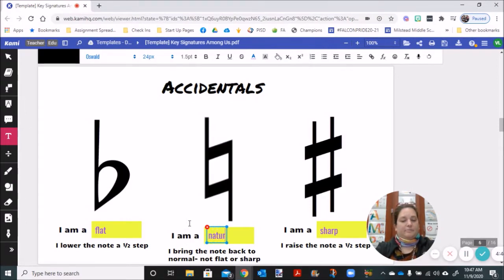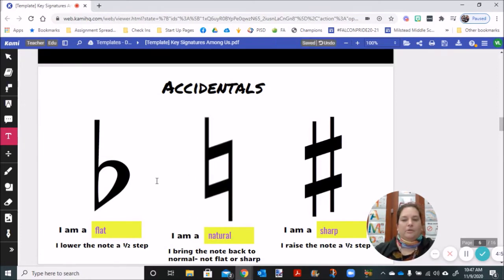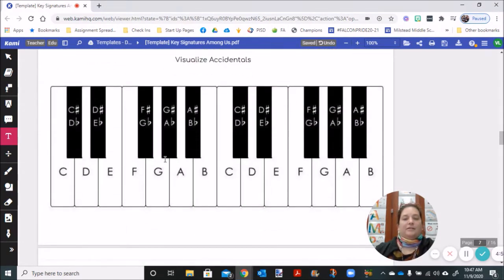The name of this symbol is a natural. I am a natural. I bring the note back to normal, not flat or sharp. Moving on.